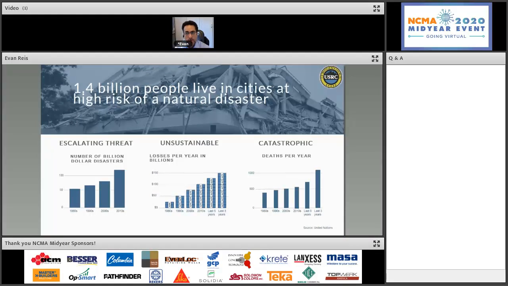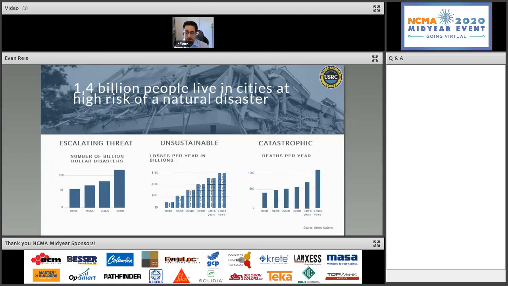I'm going to talk about this focus on, when we talk about sustainability, how the U.S. Resiliency Council sees what we do and the resilience of buildings as essential to achieving that. But we need to start with understanding what the problem is.